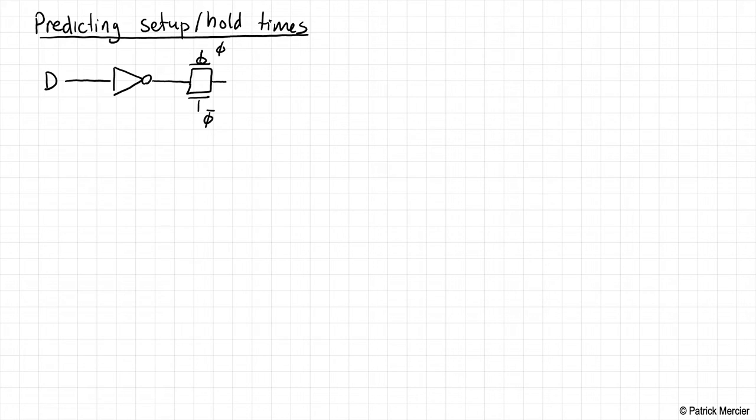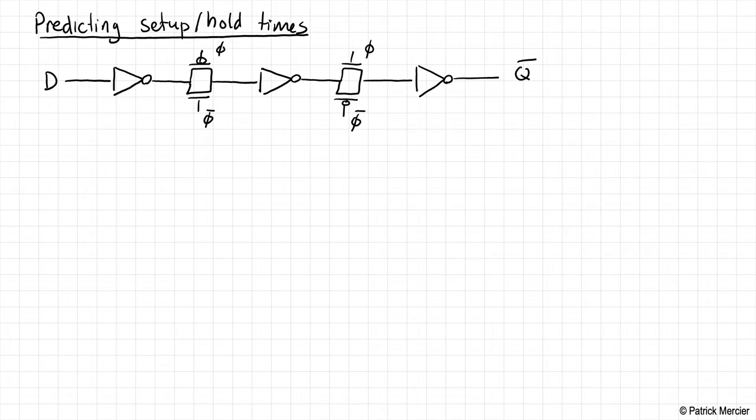And phi bar. Then this goes through another inverter into another transmission gate, phi and phi bar, and finally through a final inverter here. Okay, now this creates output Q bar. So I'd like to label some nodes here. We have W, X, Y, Z.